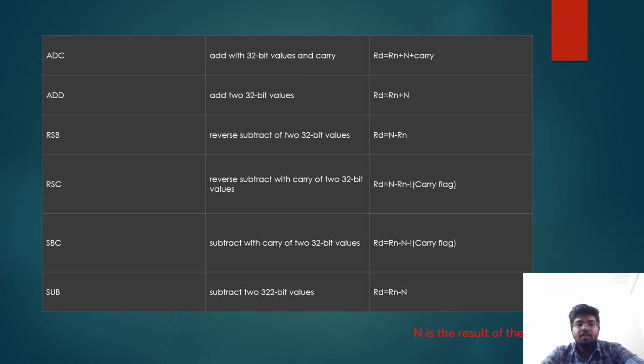RSB, reverse subtract of two 32-bit values. RSC, reverse subtract with carry of two 32-bit values. SBC, subtract with carry of two 32-bit values. SUB, subtract two 32-bit values.